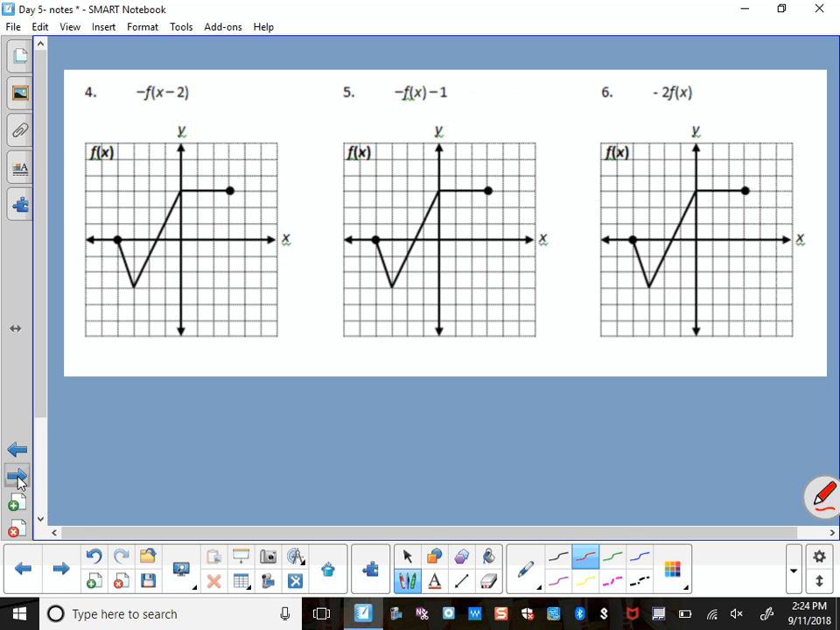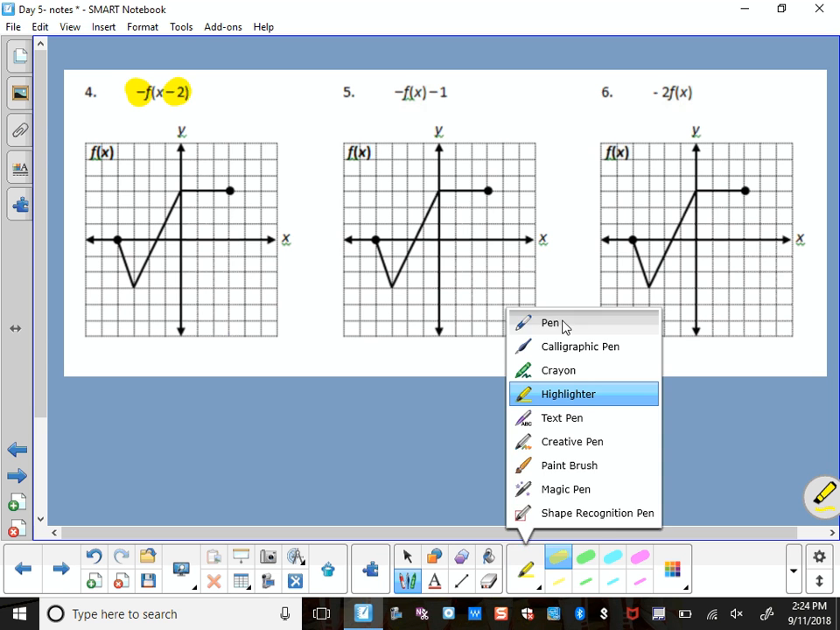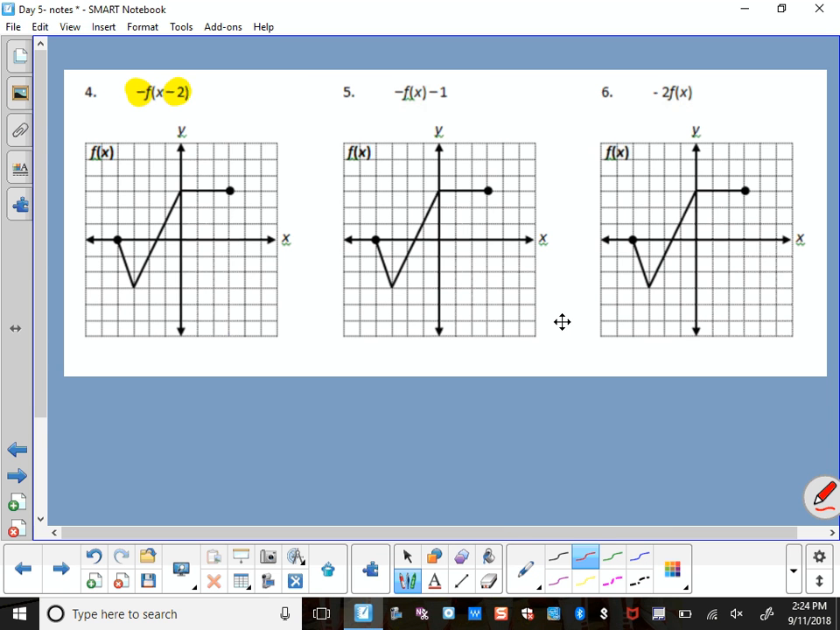Let's look at number 4. Number 4, I have 2 transformations. I have a negative, I have a negative 2. That negative tells me to do what? The negative in front tells me to do what? Flip. And what does that minus 2 tell me to do? Right 2. Right 2. Good job. Anything inside the parentheses can only go left or right.